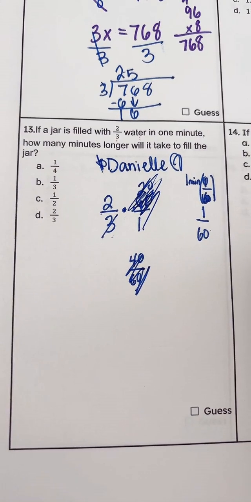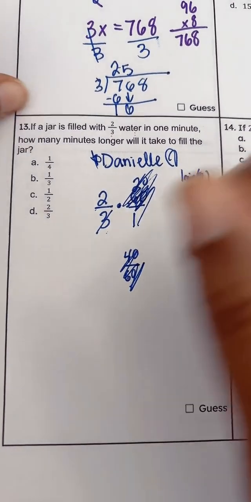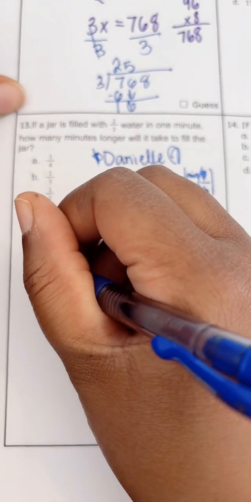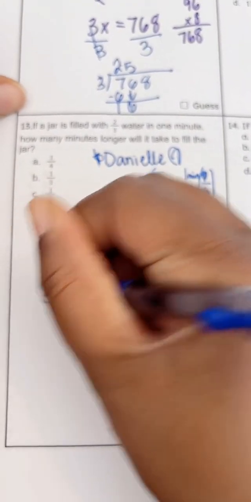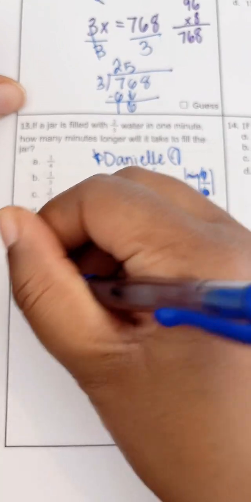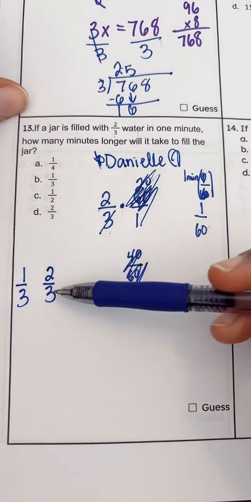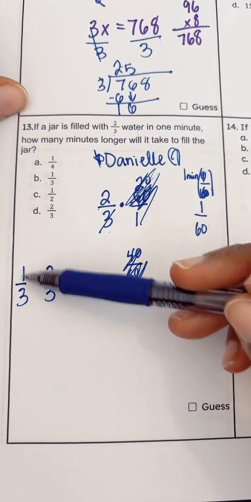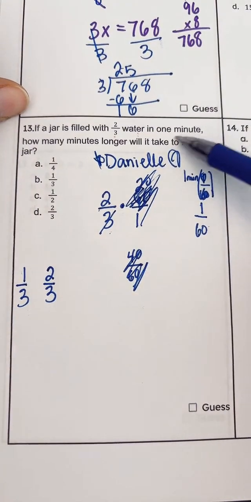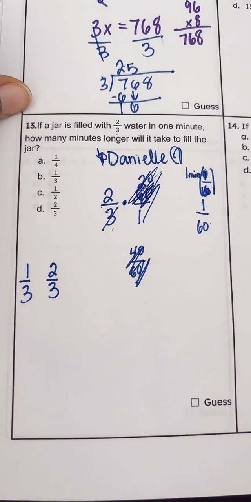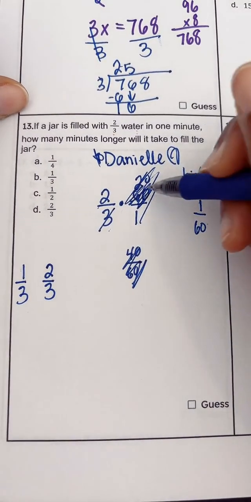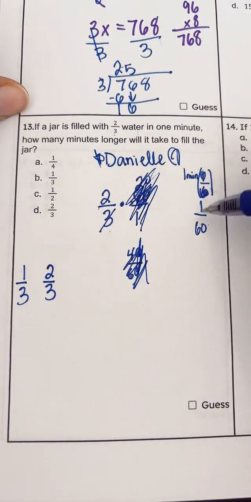1 minus 2/3 equals 1/3 empty. If I have the jar, I see that. So 2/3, in order to fill it, we need another third. I see that, you guys. But that's 1/3 to fill it. How do we get the time though? So that's why we don't need anything with 60, because that's seconds, right?